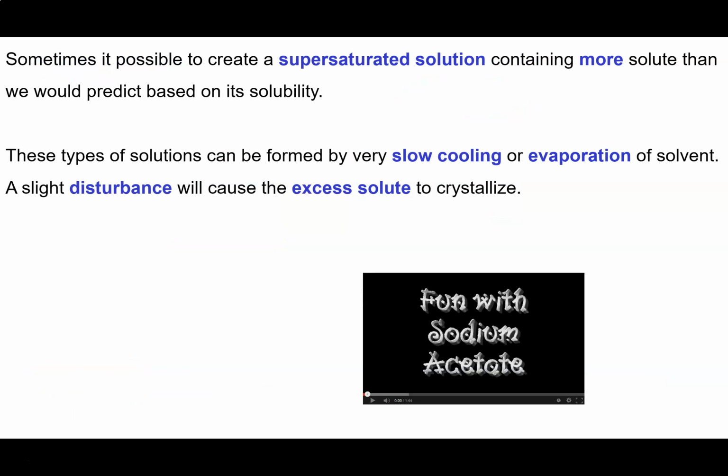Now, what's kind of interesting is that sometimes it's possible to create what we call a supersaturated solution, where we have a little more solute than what we would predict based on the solubility of the substance. So we actually have more than would be present in a saturated solution. We have to prepare this under special circumstances, and it's important to realize that it's an unstable situation that won't persist indefinitely. Any slight disturbance of the system, and we're going to precipitate out that excess solute once again.